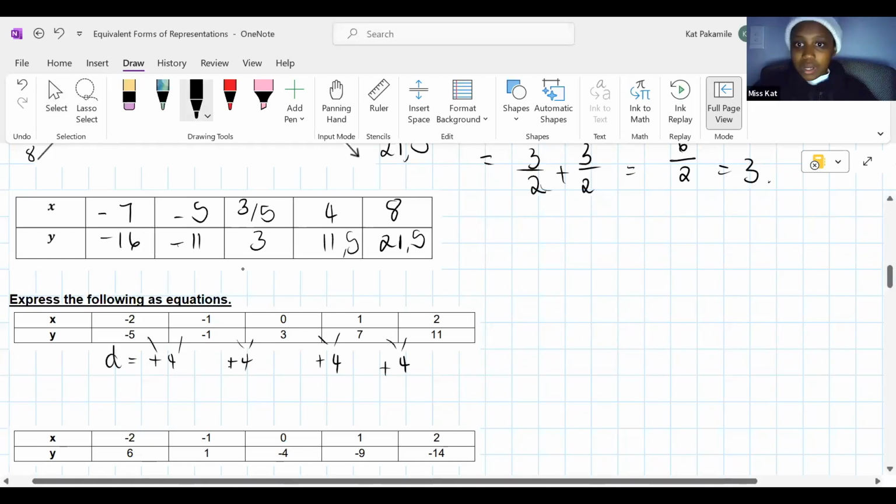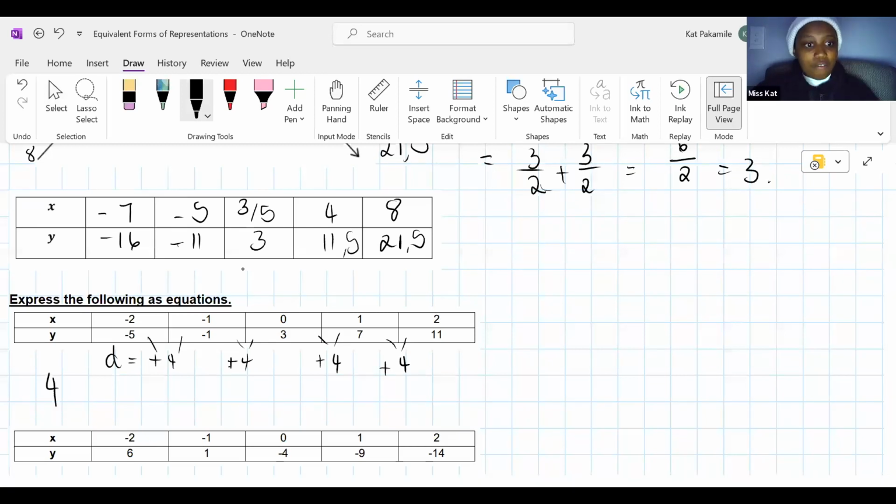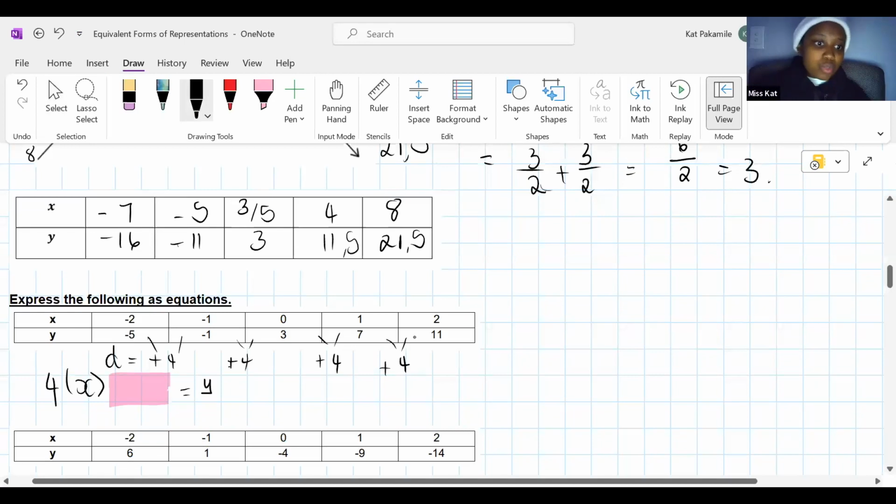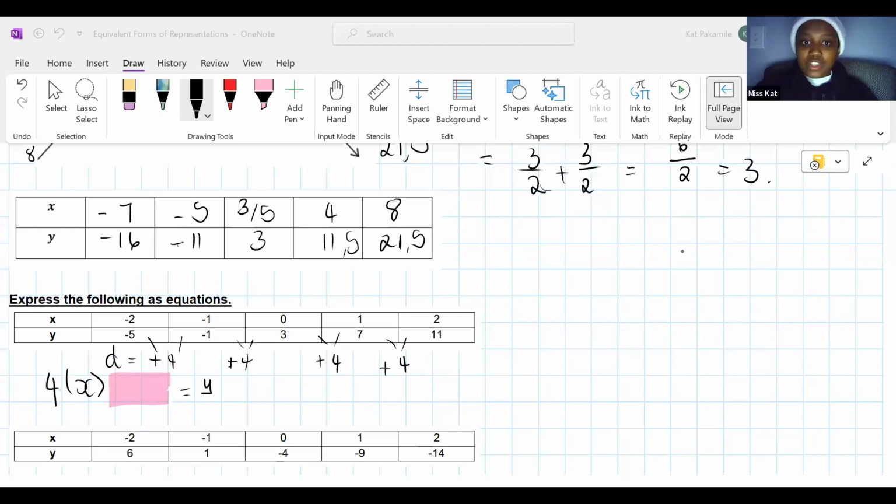So what are we going to do with it? We made it our multiplier. Do you remember that? So we would say 4 times your input, x. Then you have to tell me, what are we going to do between 4 times x in order to get to our y? Remember, no personal information in the chat, please, at all.